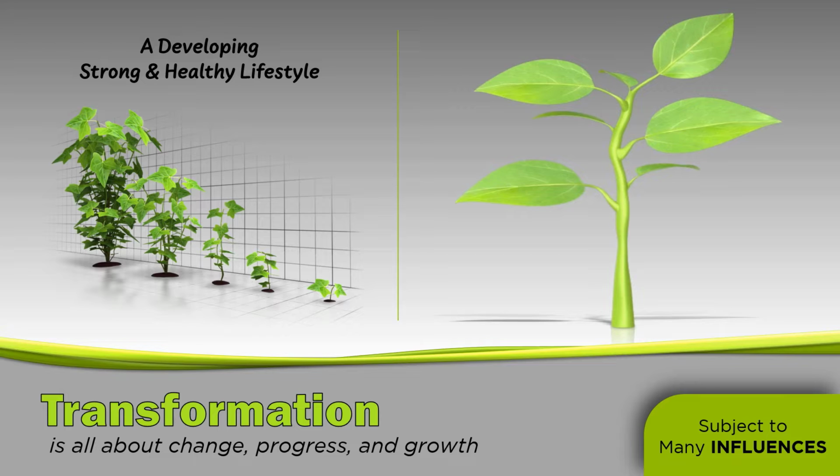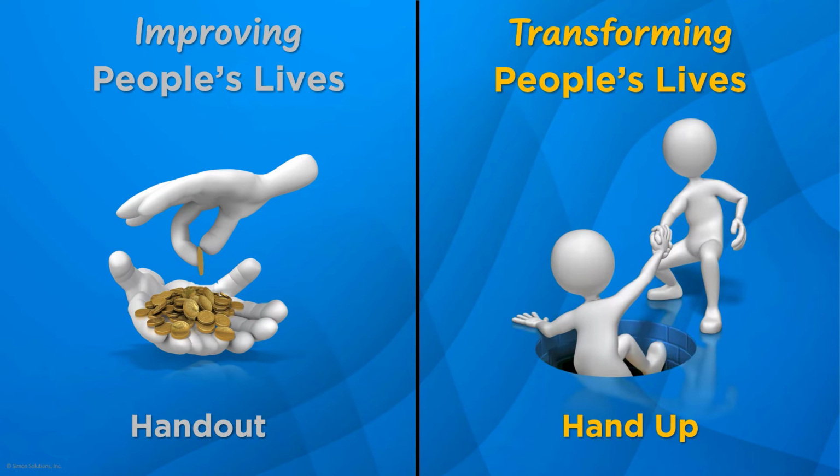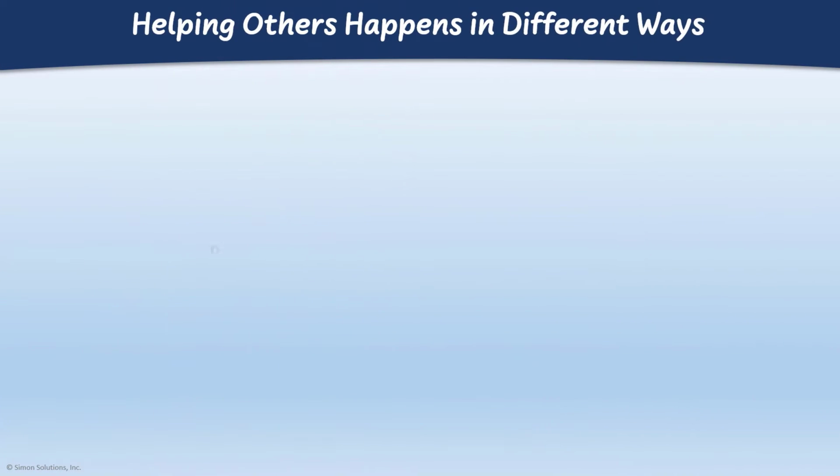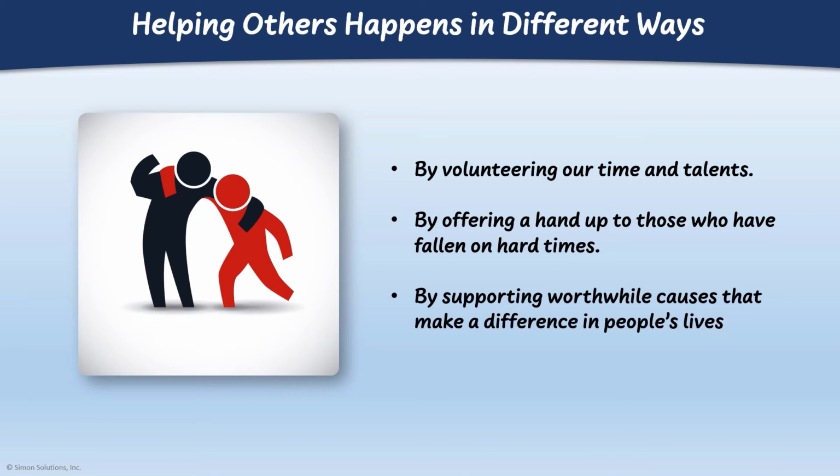This is becoming more apparent to caregivers. Across the country, community stakeholders are realizing that improving people's lives is quite different from transforming people's lives. Community stakeholders tell us that this could be the obvious difference between offering people a handout or a hand up to a better quality of life and brighter future. Let's now dig deeper into how lives are transformed.